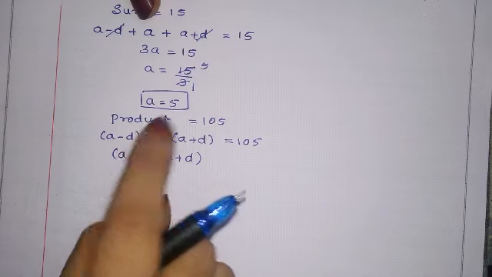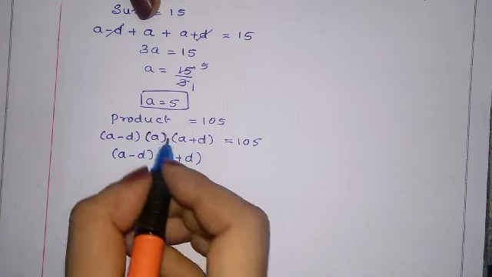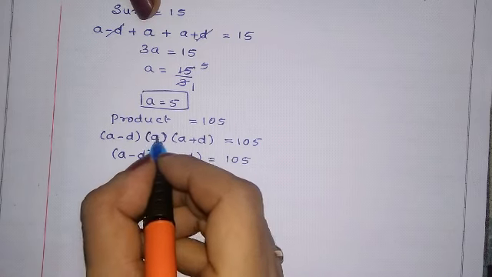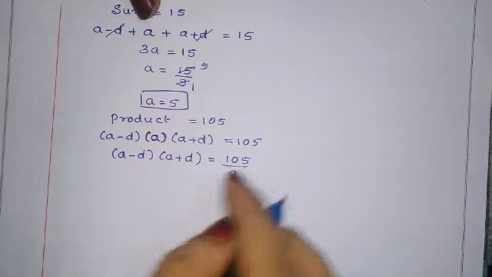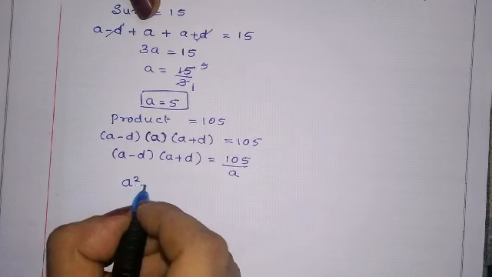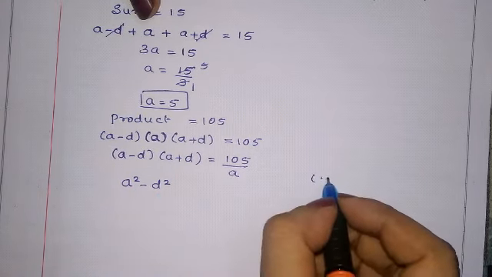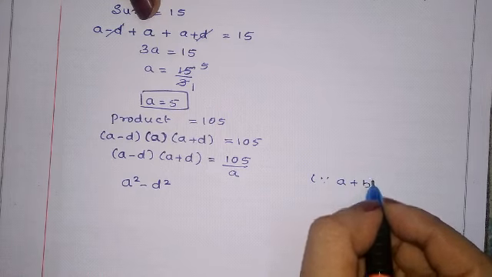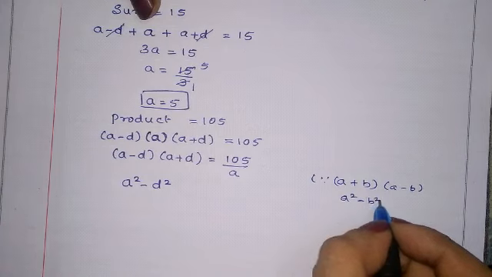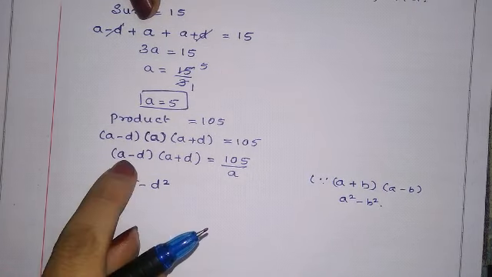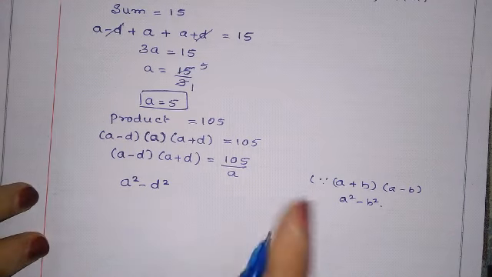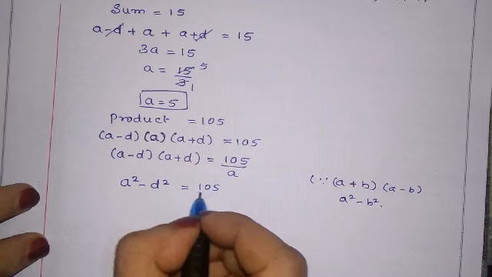What will happen to this a? This is in multiply position. If I bring it to this side, it becomes divide. Now a minus d, a plus d, we know the formula a square minus d square, because a plus b, a minus b is nothing but a square minus b square. This identity we have learned. So based on that, a minus d, a plus d is a square minus d square, which is equal to 105 by a.